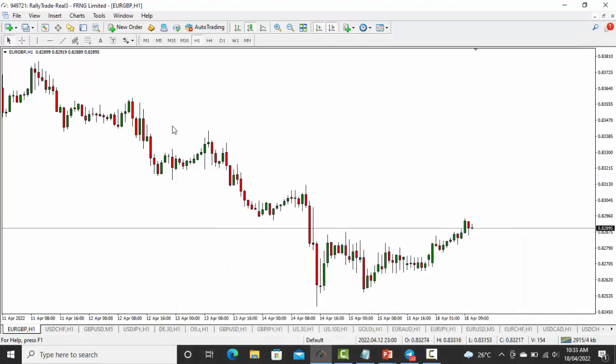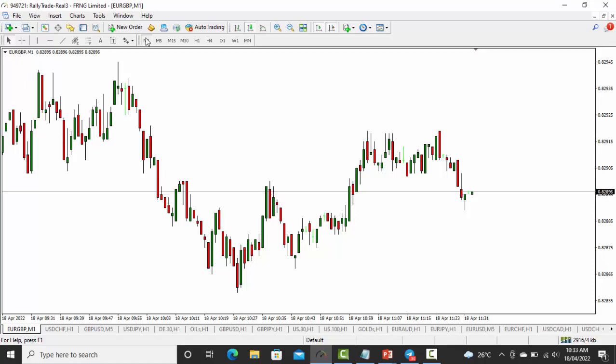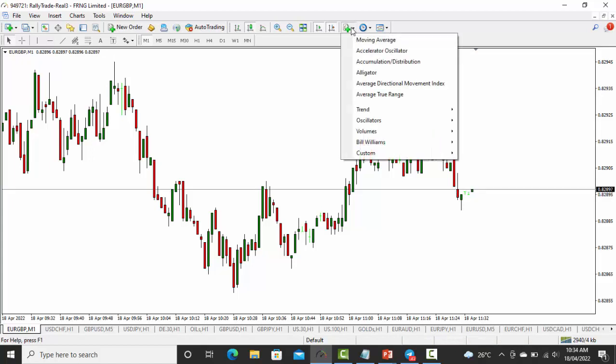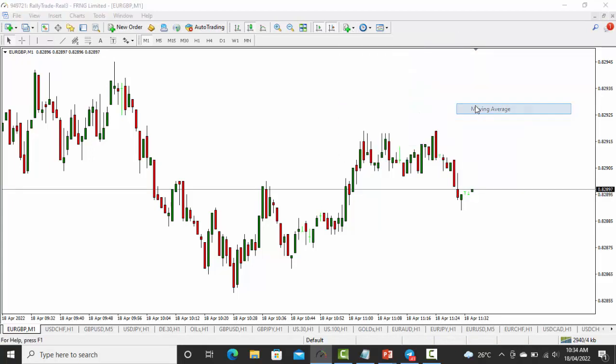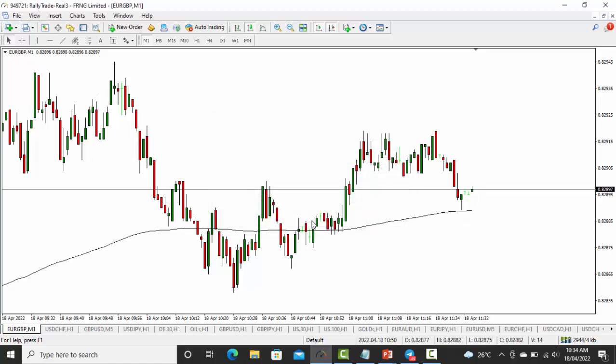I move first to the time frame we are going to be using for this strategy, which happens to be the 1 minute time frame. I'm currently on the 1 minute time frame on Euro Pound. The next thing is to add the first indicator, which is the exponential moving average. I go to trend, pick moving average, and change the period to 200, so it's the 200 exponential moving average. I can change the style, which is the color, to maybe black, and this way I have the moving average on my chart.